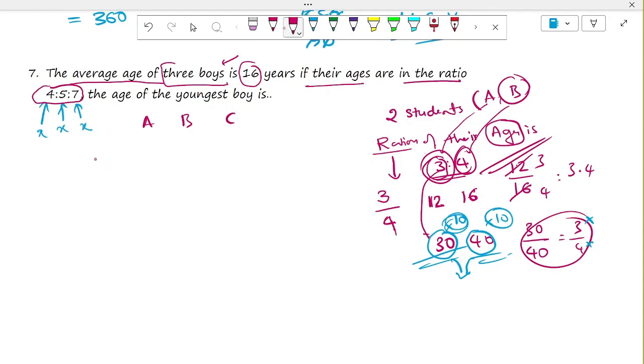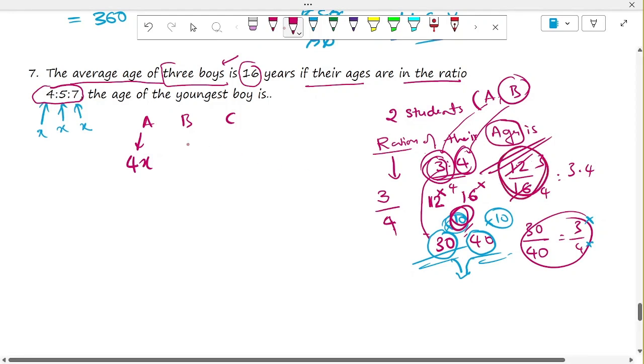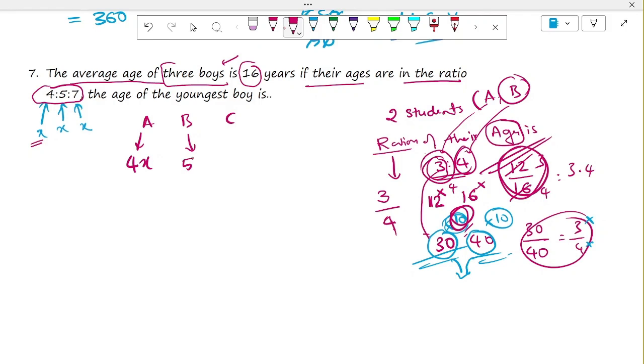So let me imagine that the age of A is 4x. I don't know what the common value multiplied by this particular value is. Recently we saw that the common value multiplied was 10. In this question I do not know the common value, so just write it as x. And the age of B is 5x, age of C is 7x. So now I know the ages of all three boys.